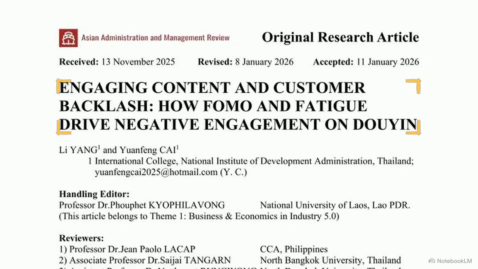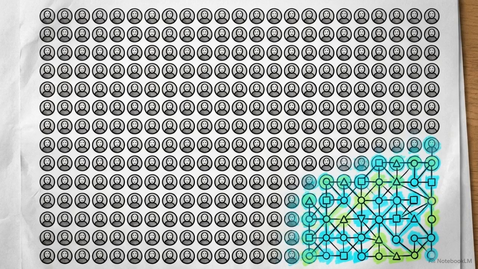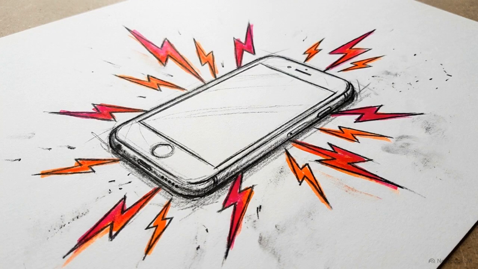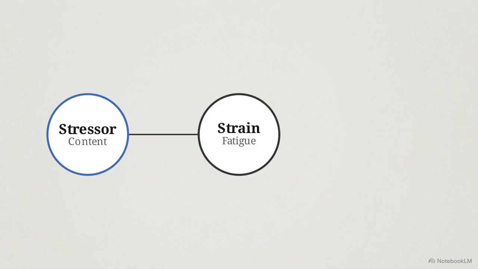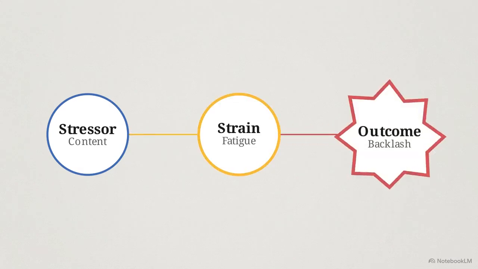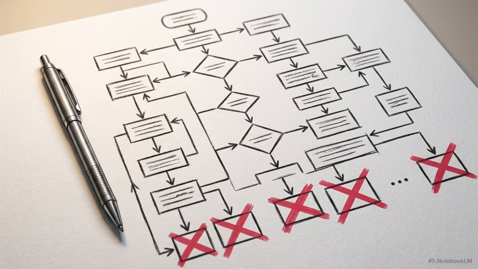This is a 2026 study by researchers Li Yang and Yanfeng Kai, examining consumer backlash on the Chinese platform Douyin. The authors analyzed survey data from 510 active Douyin users, employing a statistical technique known as partial least squares structural equation modeling, or PLS-SEM. Their analysis tests a specific thesis: standard marketing content operates as an environmental stressor. Over time, continuous exposure to this content triggers a psychological chain reaction that ends in overt hostility toward the brand. By mapping this statistical pathway, strategists can quantify exactly how highly optimized campaigns fail.